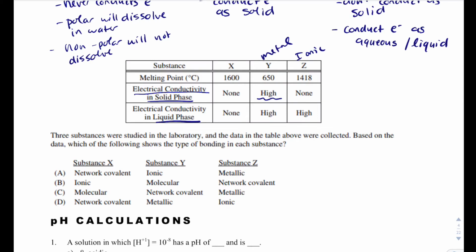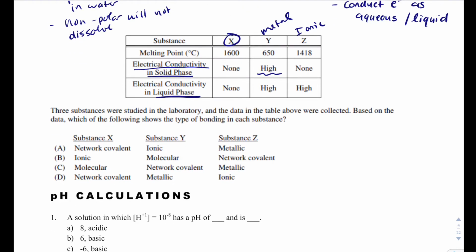And compound X never conducts, and so it must be some sort of covalent compound. And so I think the only answer that matches that would be part D. Okay? It's very common for a question like this to show up on the AP test.